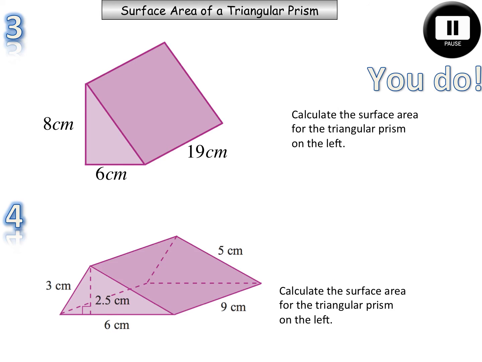Okay, 2 questions for you to complete. So the first one, question 3, calculate the surface area for that right-angled triangular prism. And then we've got question 4, with that triangular prism, calculate that surface area. Okay, we'll see how you go.